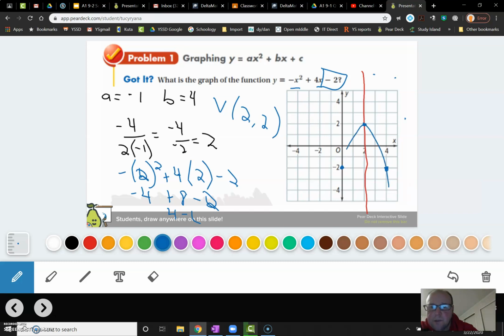And I connect all 3 of these. And just double check. Grand idea. And the a value is -1, so it should open down. Okay, so that is what this whole section is about, being able to graph. And it all starts with -b over 2a, plugging it back in.